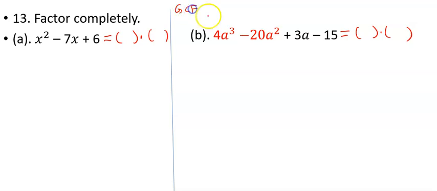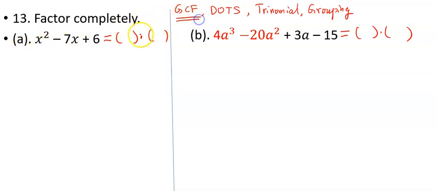First type is GCF, and then if we have 2 terms, we try to do difference of 2 squares. If we have 3 terms, we try to do trinomial, and if we have 4 terms, we can try grouping. So we need to remember these 4 different types, and that's what we're going to apply to these 2 problems. So the first step, we always check GCF.